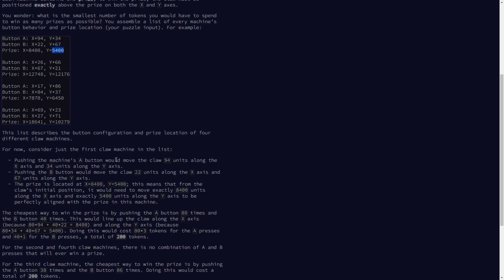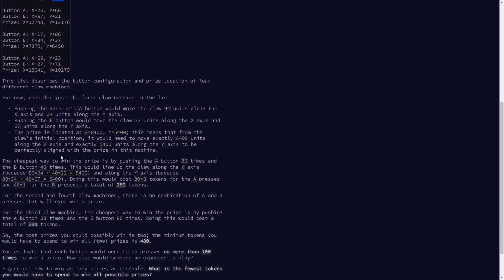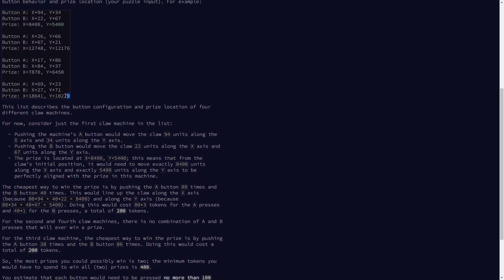They've explained to us that in the first case, if we press A, then along the x-axis it would move 94 units, and along the y-axis it would move 34 units. If we press B, it'll move 22 units in the x-axis and 67 units in the y-axis. And if we do that perfectly 80 times for button A and 40 times for button B, we will reach the point where the prize is. For the second and the fourth equation, there are no solutions, so this is what our machines work on, I think, in our arcades.